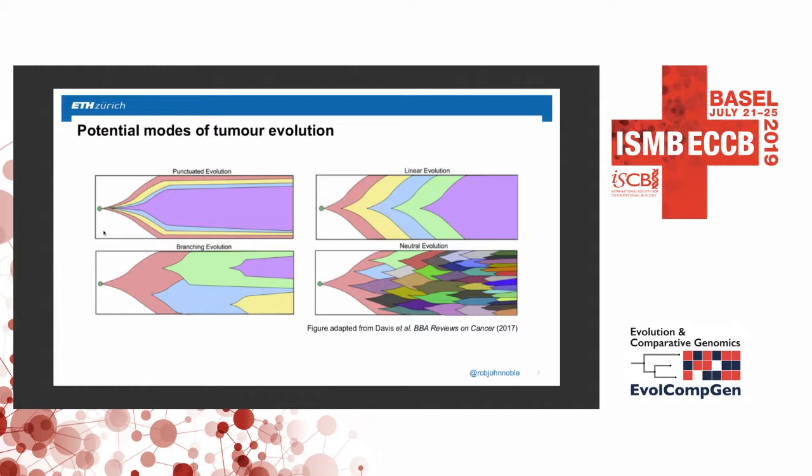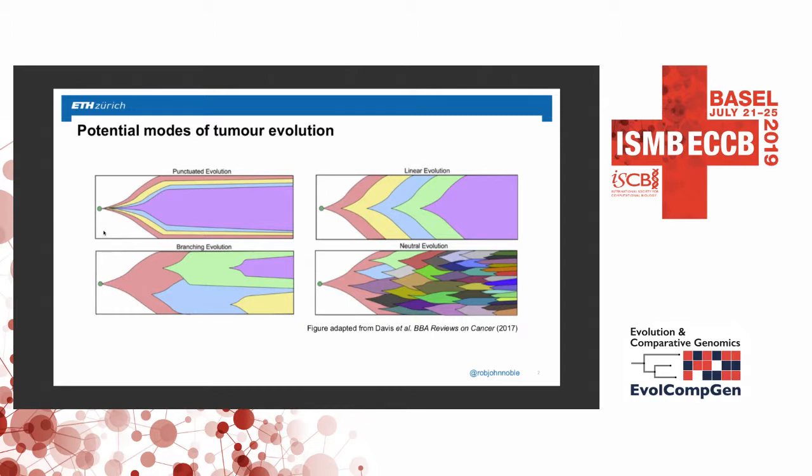So here's a recent review that discussed evidence for various different kinds of evolutionary mode. Punctuated evolution, linear, where we get lots of selective sweeps, a branching evolutionary process, which has been seen in a lot of multi-region sequencing, and neutral evolution, which has been proposed particularly in a model of colorectal cancer. And what you can see from these pictures is they're simply cartoons.